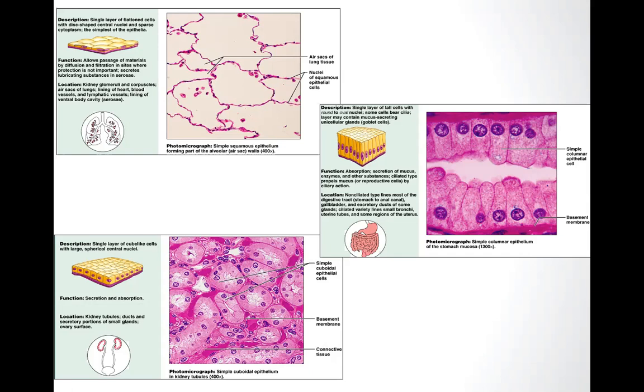Now, last one that we have, oh, sorry, the location for this, as you can see highlighted, is your stomach and your intestines. So those are the most common places you can find them.